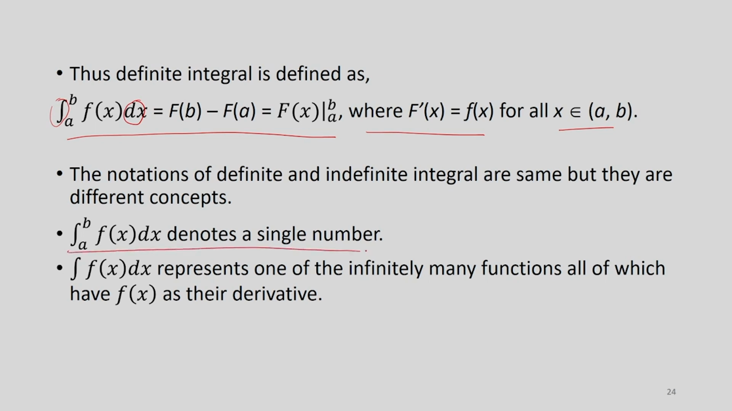The definite integral is a single number. So, integration of a to b f(x) dx denotes a single number. On the other hand, if I talk about the indefinite integral, integration of f(x) dx, it represents one of the infinitely many functions, all of which have f(x) as their derivative. We have talked about this before. So, that is how the indefinite integral is defined. It is not a single number, it is one of the many functions, and all these functions satisfy a common property.